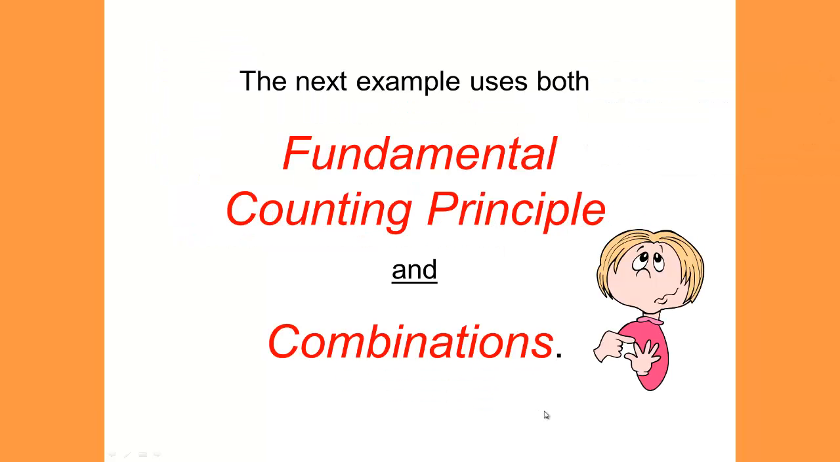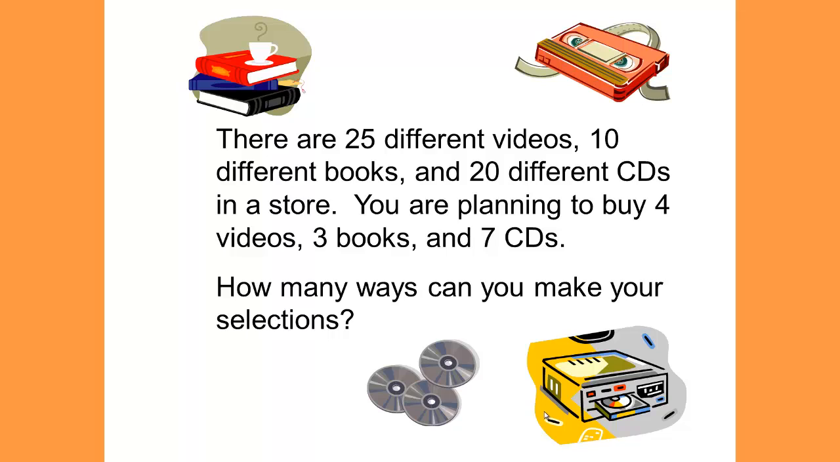Our next example uses both the fundamental counting principle and combinations. There are 25 different videos, 10 different books, and 20 different CDs in a store. You are planning to buy 4 videos, 3 books, and 7 CDs. How many ways can you make your selections? First, think about what our question is asking and how we can break down the problem to accomplish finding the answer. We have multiple tasks to complete. First, we want to buy videos, then books, and then CDs.